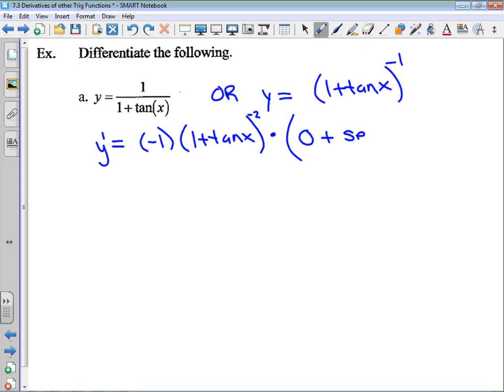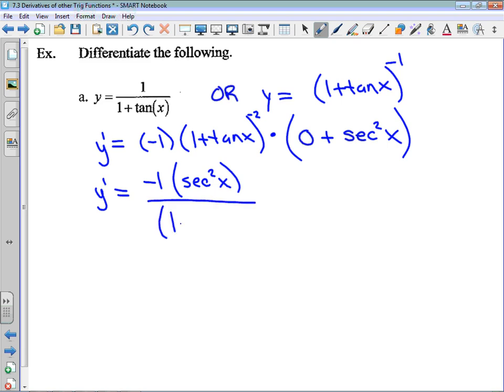And in this case, because the innermost function is just x, we don't have to write multiplied by 1 at the end. But what I do need to do is clean this up as much as possible. So I'm going to have negative 1 times, 0 plus secant squared is just secant squared x. And now in my denominator, I have 1 plus tan x to the power of 2. And that's certainly a perfectly acceptable way of leaving that answer.